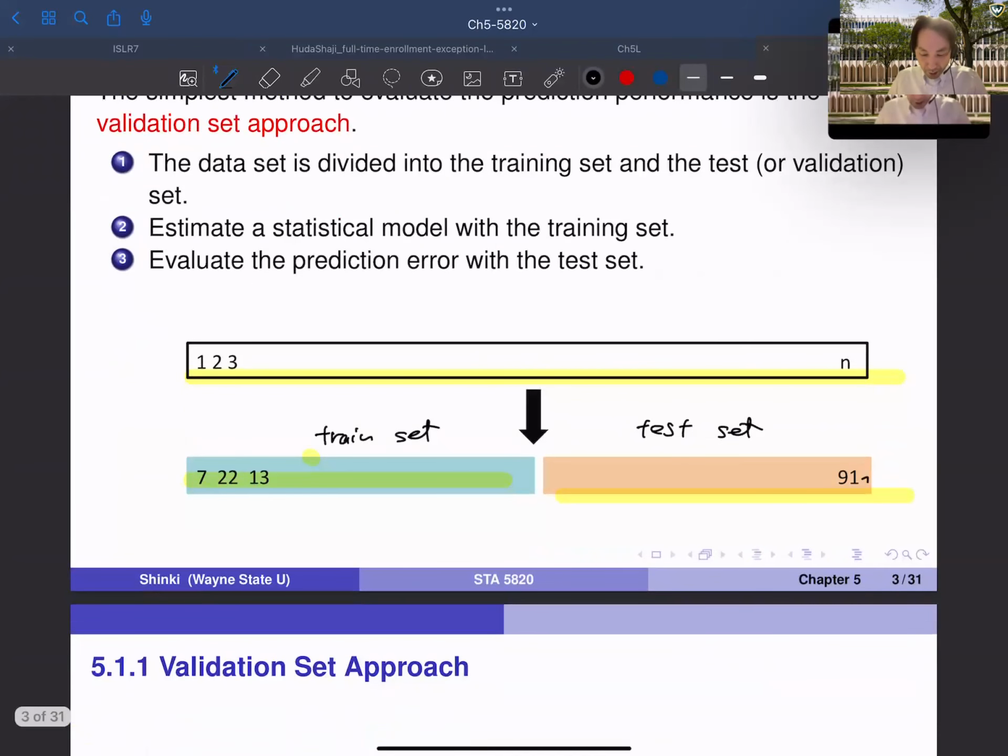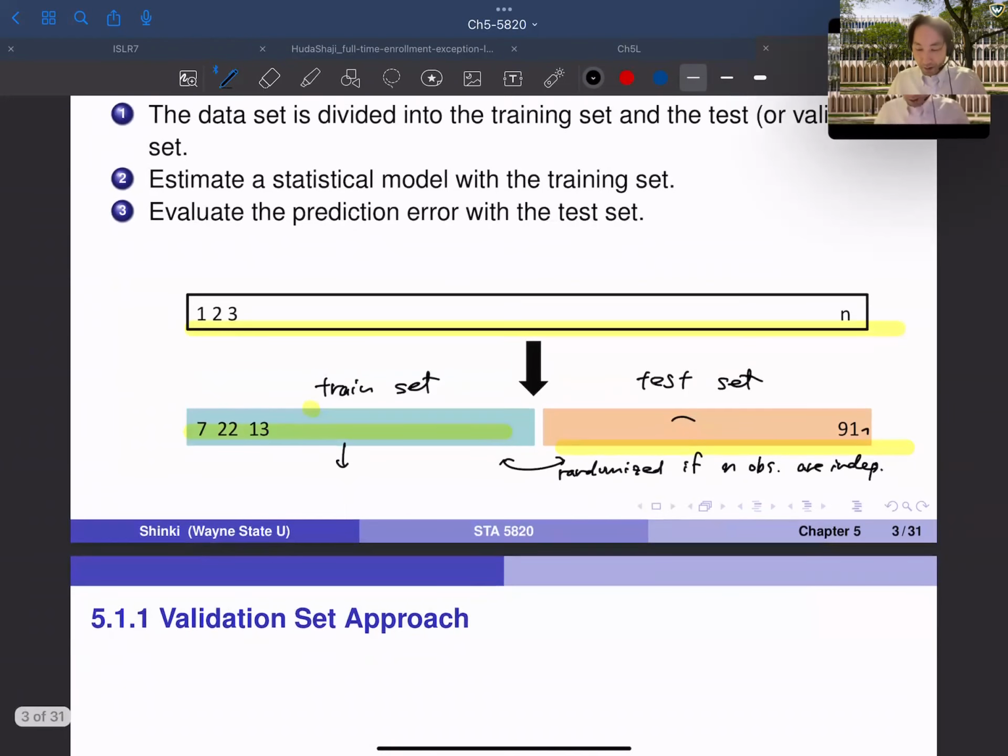And usually these are randomized, if we have n independent observations. So this is the simplest case. But sometimes, for example with time series data, the time structure is important. In such a case, this may be the first half of the period, and this is the second half of the period. So that is also possible.